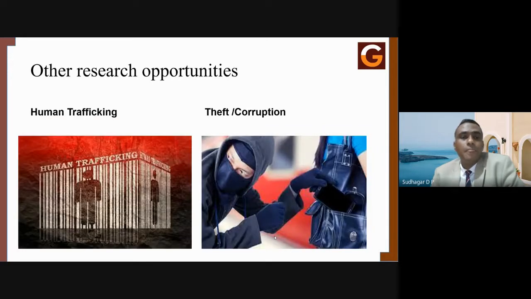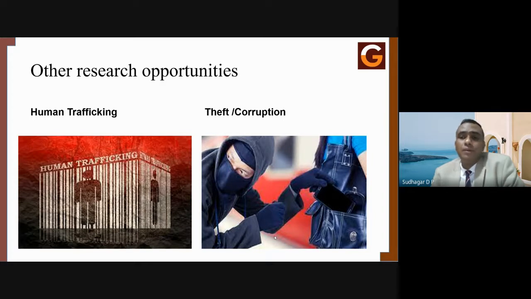Human trafficking. It's one of the most perennial problems. Many of the women, girls, children are exported. They are abused. They are enslaved. So is it possible for you to work on human trafficking so that you are able to find a solution to handle this perennial problem?